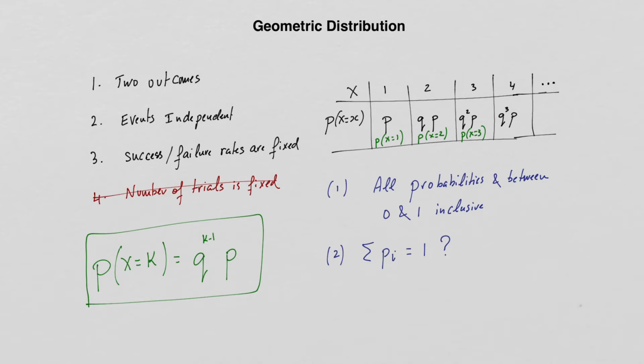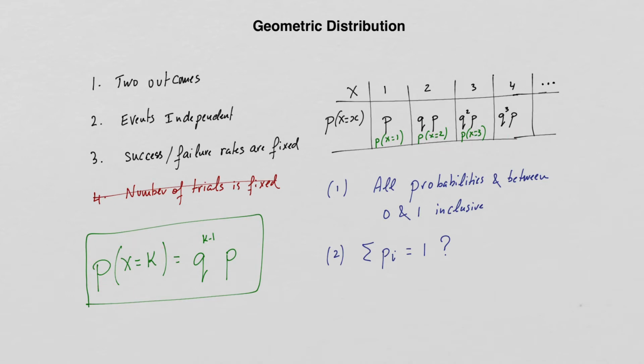And that's why we had Q squared times P. Okay? And succeed on the fourth trial, it means you failed 3 times, and then you succeeded, and so on and so forth. Okay? Now, what's the probability that x equals k in general? Not 1 or 2 or 3 or 4, but k.